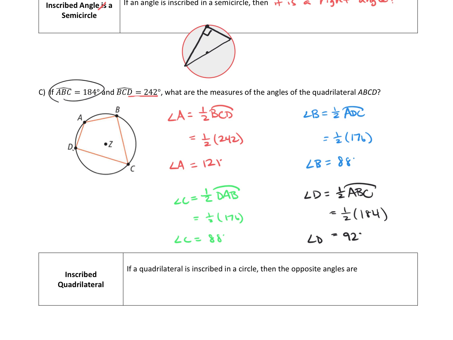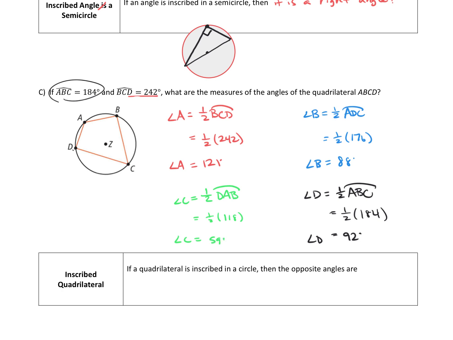All right, you guys, I just caught a mistake. So I hope you're using pencil. For angle C, arc DAB right here, I said was 176. It's not, it never was. It's actually 118 degrees. So let's go ahead and rewrite that 118 degrees. And then half of 118 degrees is going to be 59. Angle C is 59 degrees.